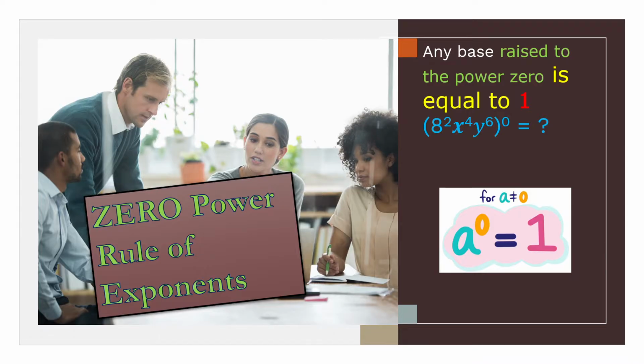This is the zero power rule of exponent. So any number raised to the power 0 becomes equal to 1. It means 0 is so powerful that when it is upon any number, it reduces the power and it becomes so humble, just like 1. This is the actual power of 0.